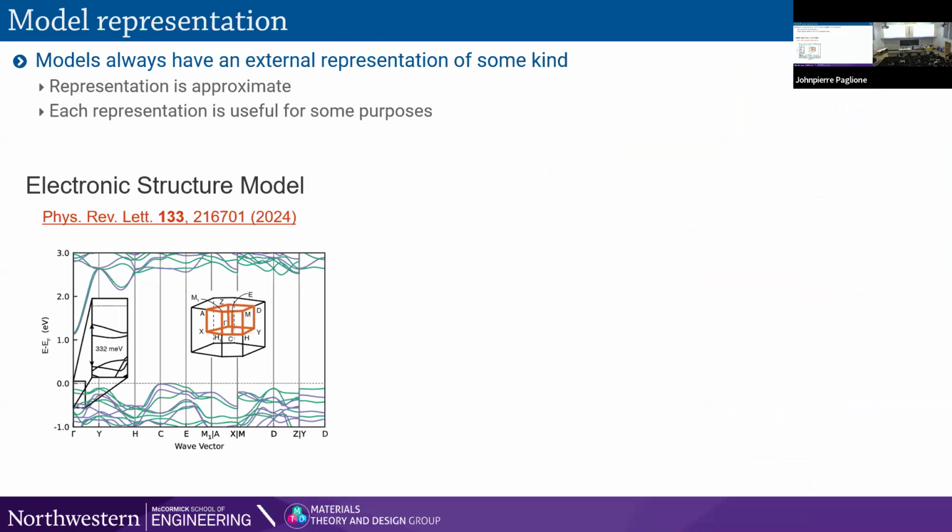And so here's an electronic structure model. So this is intuitive. We've seen this throughout. Here's the band structure. It's approximate. This is a density functional theory calculation. It's an approximate representation of the reality of that system, single particle electrons, and so on.